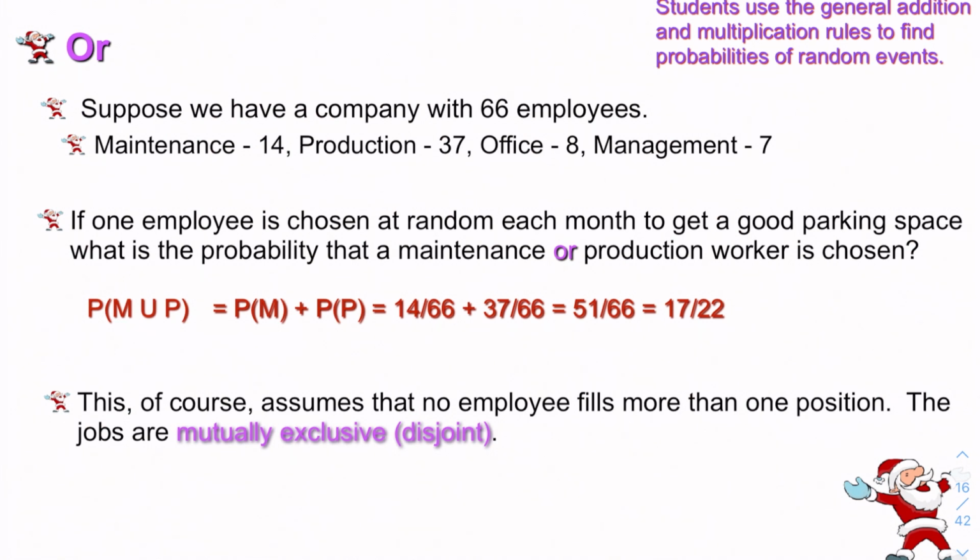Or if we go back to our maintenance production office management company that we were dealing with, if one employee is chosen at random each month to get a good parking space, what's the probability that a maintenance or production worker is chosen? Well, if there's no overlap, we just add them. This, of course, assumes that no employee fills more than one position. And if that's the case, we say that those two events are mutually exclusive or disjoint. Either word works.